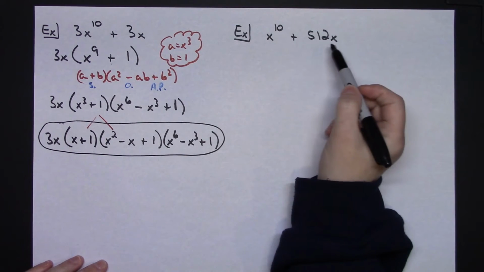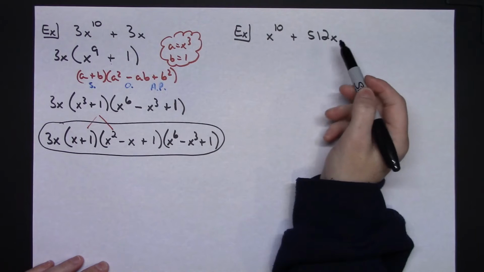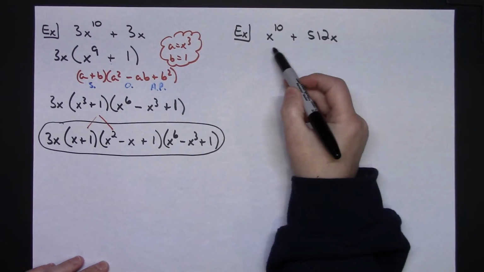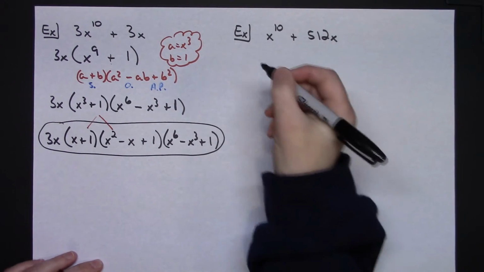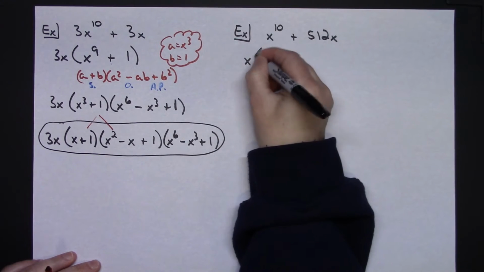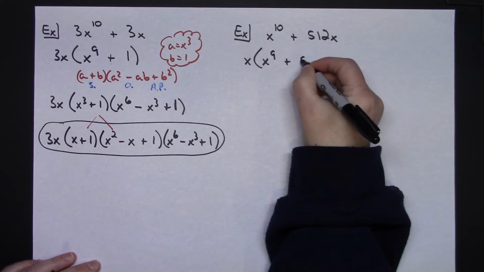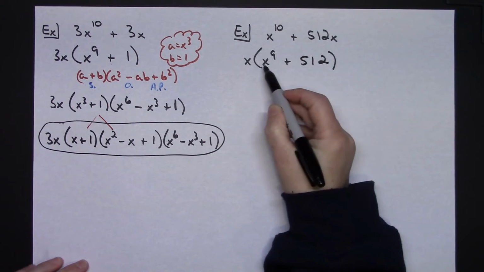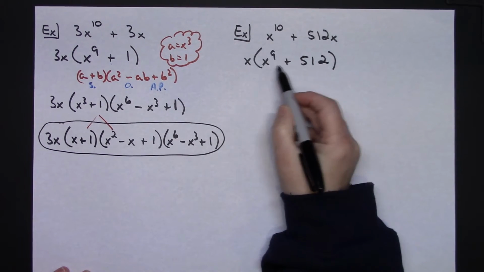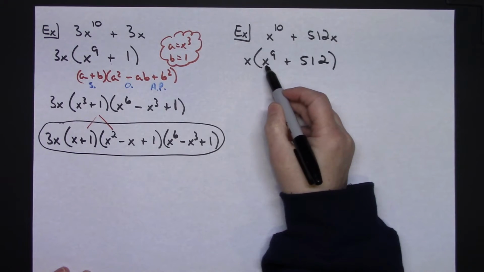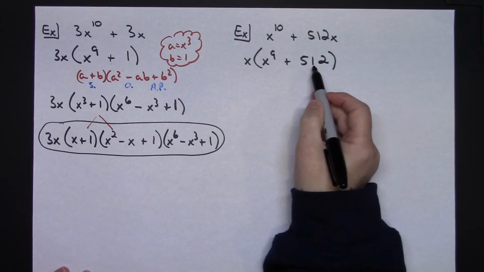Again, just because it is 2 terms does not necessarily mean it's going to be a short problem. Taking out a greatest common factor, it looks like I'm going to be able to take an x out. So if I take my x out, I would have an x to the 9th, and then plus that 512. Now looking here very carefully at this, x to the 9th, we know that's a perfect cube. 512, that is also a perfect cube, being 8.